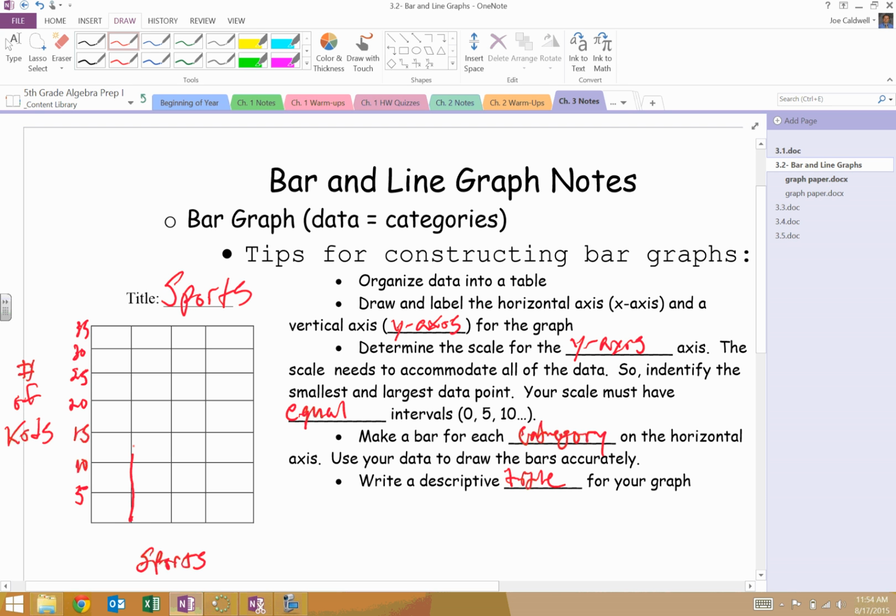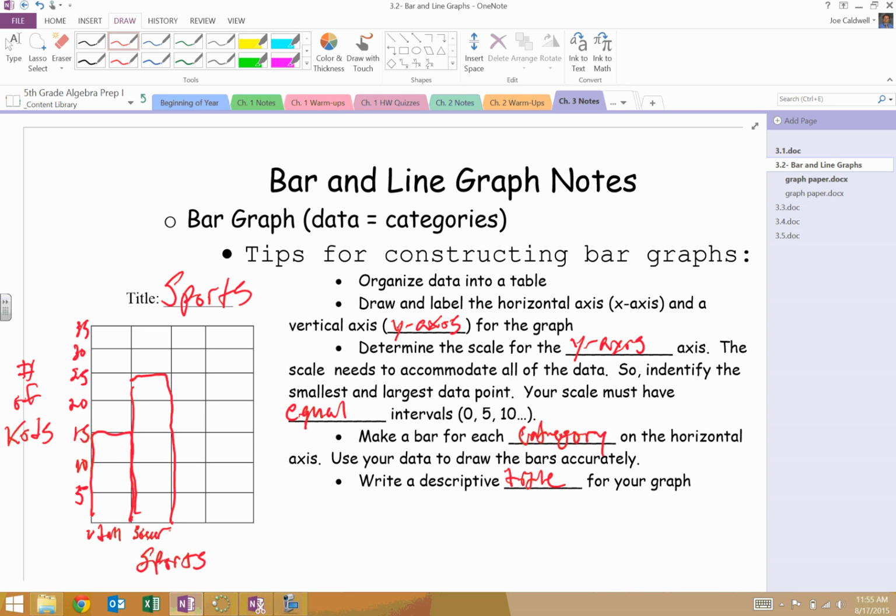So again, you'd need a data table, but you'd have some bar going here. You'd label it volleyball. You'd have another bar, maybe a different color potentially, and you'd label that soccer, and so on. Okay, so you take the data, and whatever it tells you, you make a graph that goes up to that point.